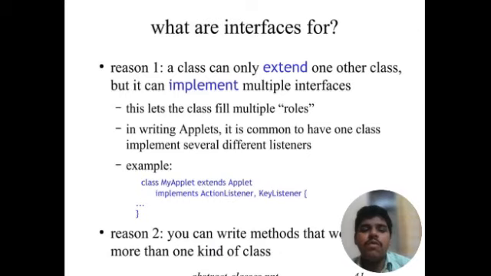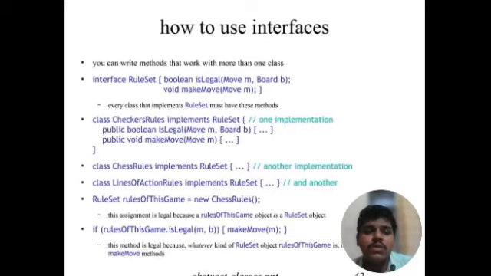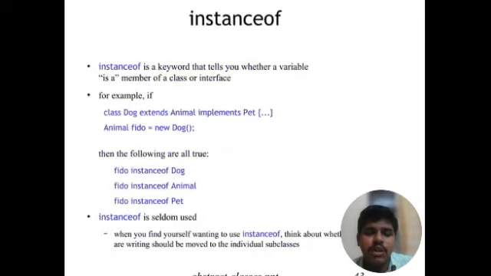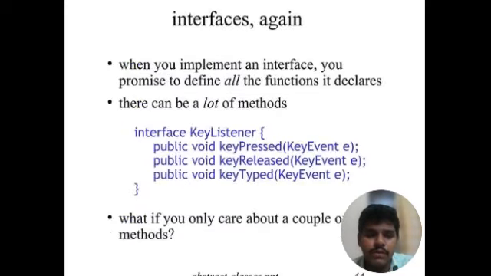What are the reasons for interfaces? A class can only extend one other class, but it can implement multiple interfaces. How to use interfaces? You can write methods that work with more than one class. Every class that implements the rule set must have these methods. Instanceof is a keyword that tells you whether a variable is a member of a class or interface. For example, class Dog extends Animal implements Pet; Pet audioVideo = new Dog. When you implement the interface, you promise to define all the functions in the class.